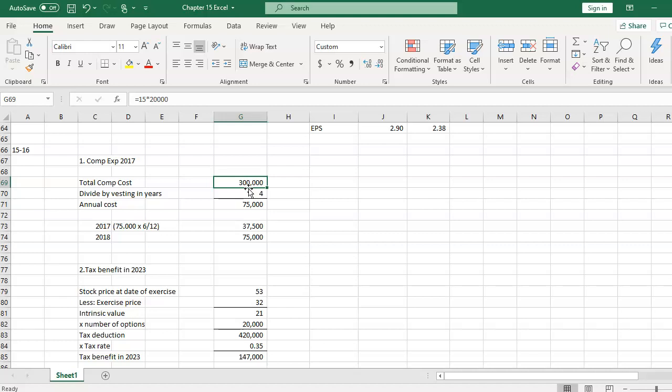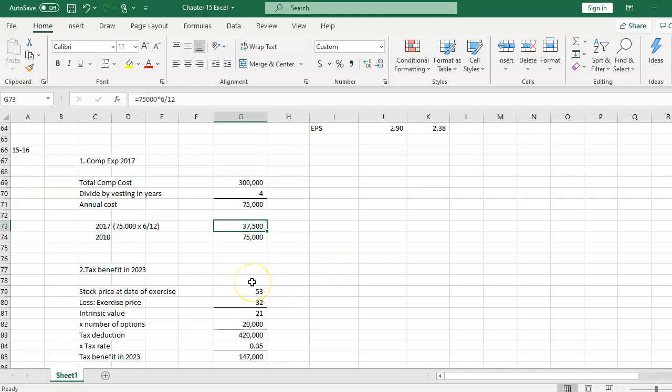In this example, for these stock options, there's a 4-year vesting period. So the annual cost of the options is $75,000. That's the key thing to remember. Now, in the first year, though, it was a half-year convention. So for this first year, the options existed for half of 17, July 1 to December 31. So the expense is just 37.5, and then in 18 we would have the full amount, and so on.